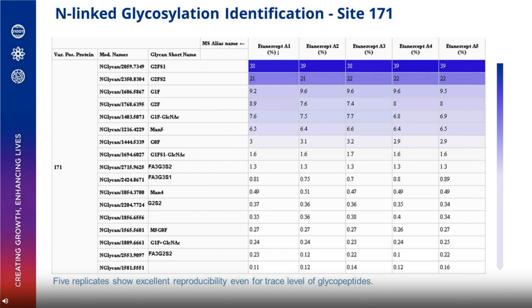And similarly, the other site also has 17 heterogeneous glycans. The two most abundant are G2F glycans with 1 or 2 sialic acid residues attached. By using glycopeptide EAD MS/MS analysis, we are able to identify and relatively quantify individual glycan fractional abundance, even at a very low trace level of glycopeptides. And also, these 5 replicates show excellent reproducibility.